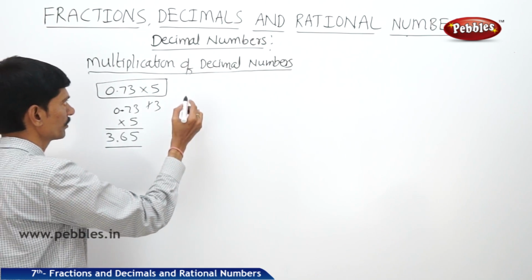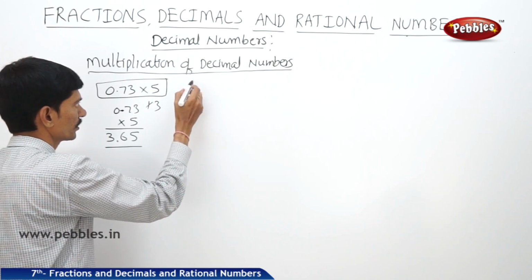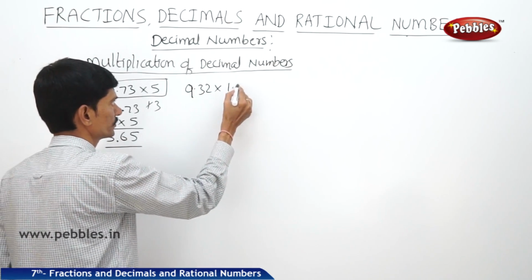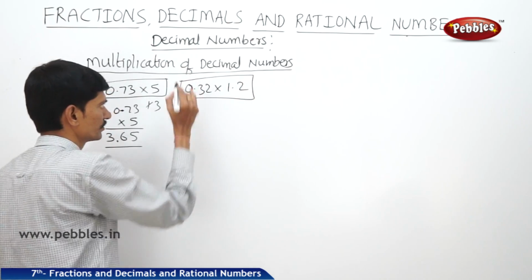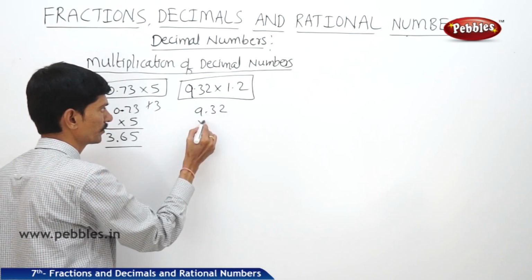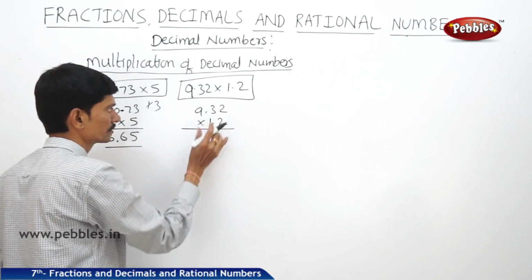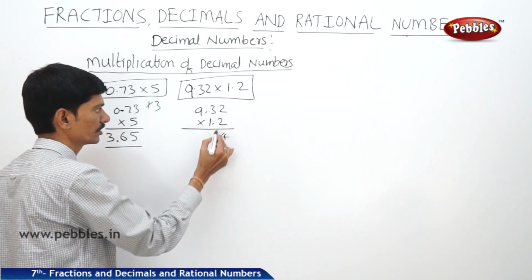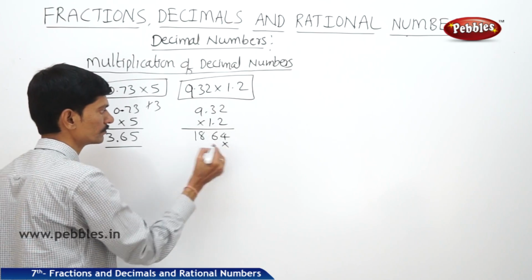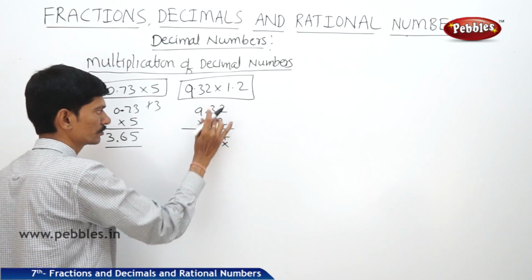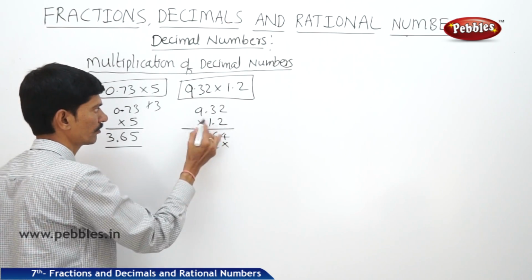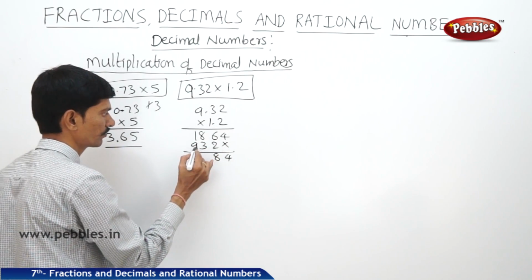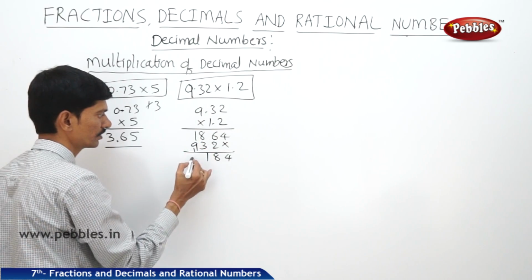Now if there are two decimal numbers, for example 9.32 into 1.2, then 9.32 is multiplied by 1.2 by considering these two as whole numbers. Now we will multiply by 2 first: 2 2s are 4, 2 3s are 6, 2 9s are 18. Then we will multiply by 1: 1 2 is 2, 1 3 is 3 and 1 9 is 9. So we'll add these two: 4, 6 plus 2 is 8, 8 plus 3 is 11 and 1 plus 9 is 10, plus 1 is 11.